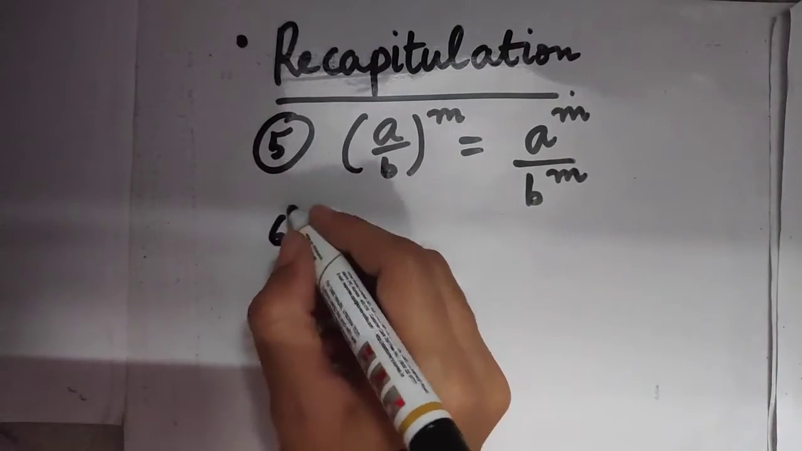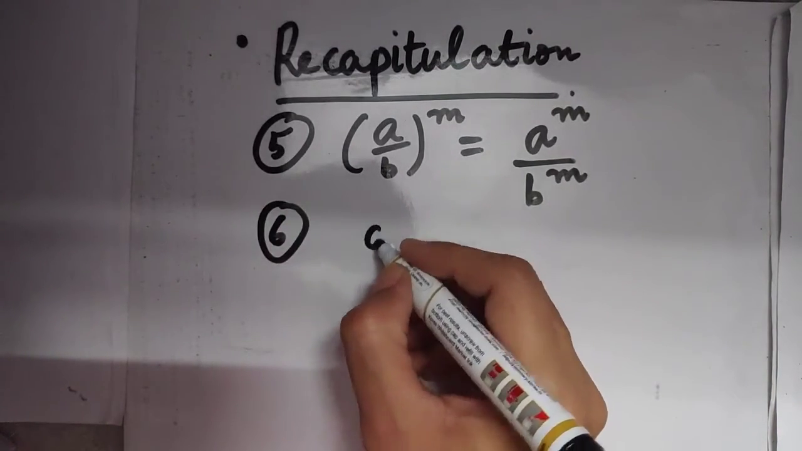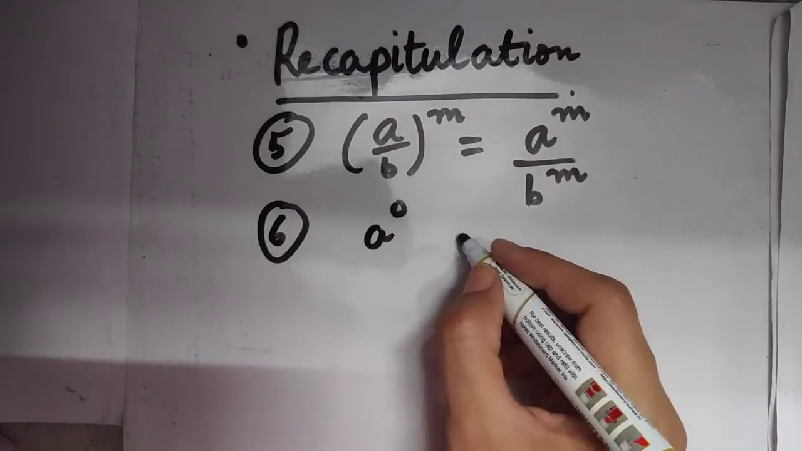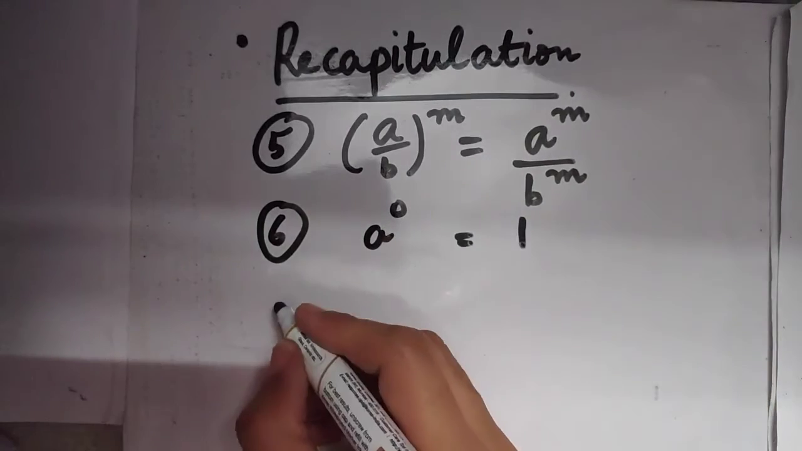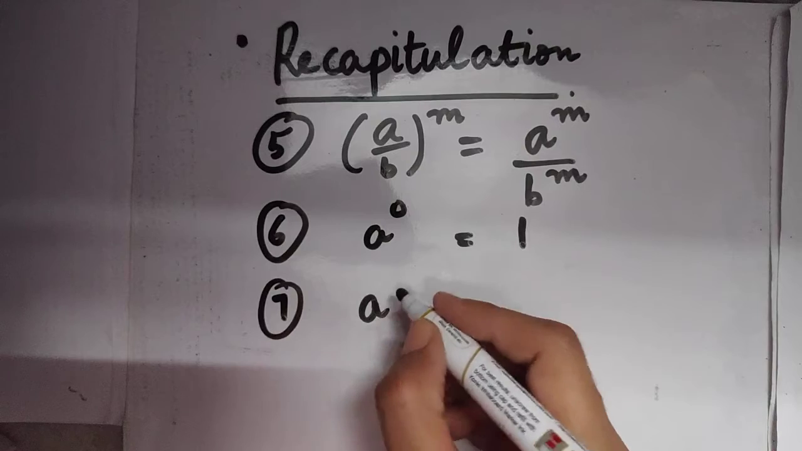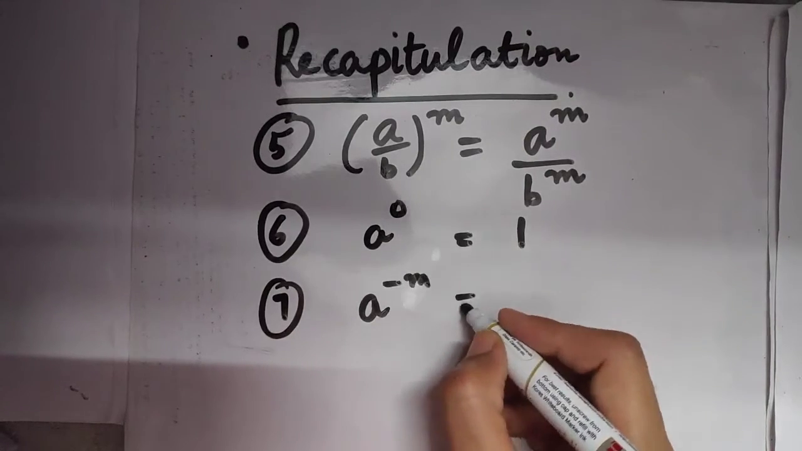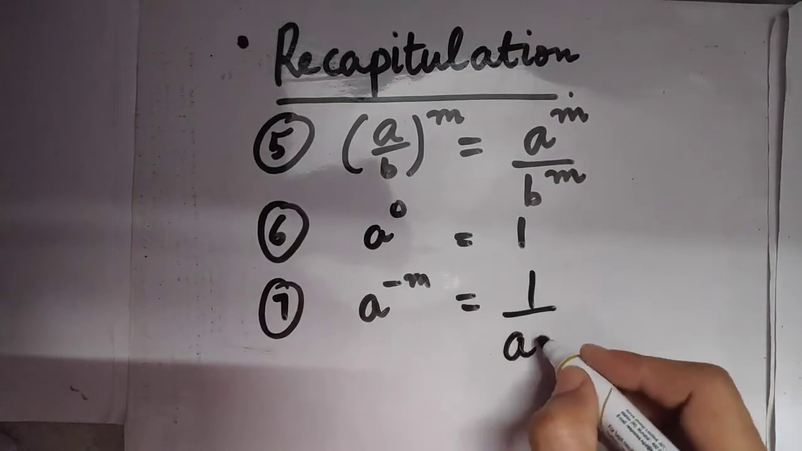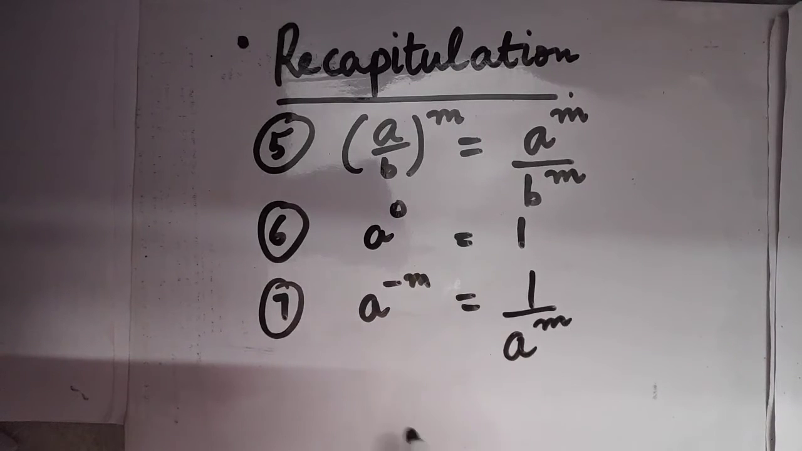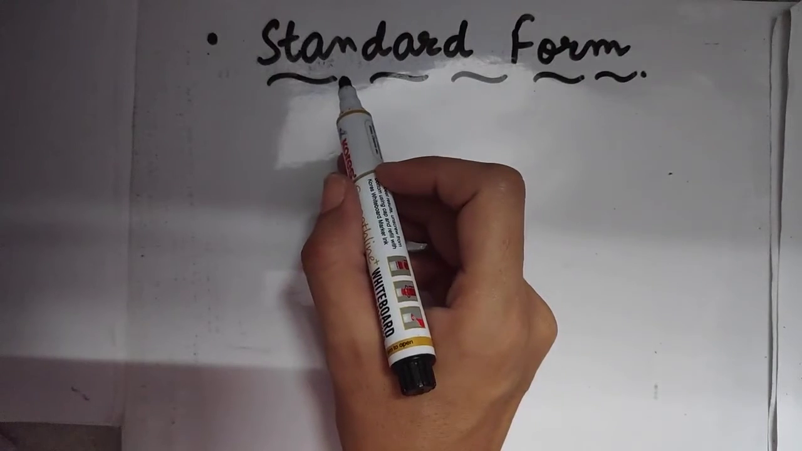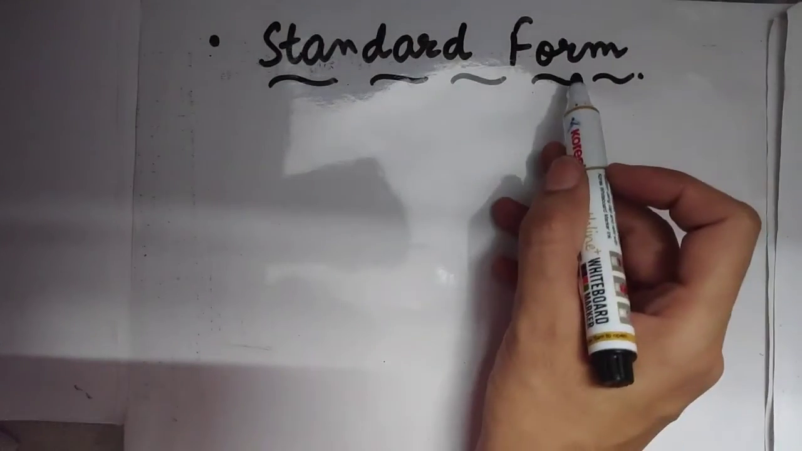Sixth law which we have learnt or which we have recalled is a raised to the power 0 is equal to 1. And we have also seen that a raised to the power minus m is equal to 1 over a raised to the power m. So dear children, I hope all these concepts are clear to you as we have discussed in the previous lecture. Let us move to the main topic of this lecture number 2, that is standard form.